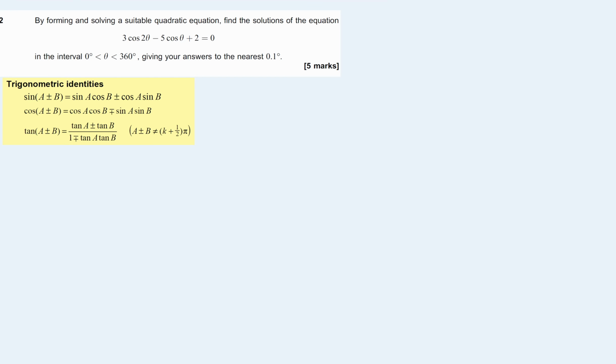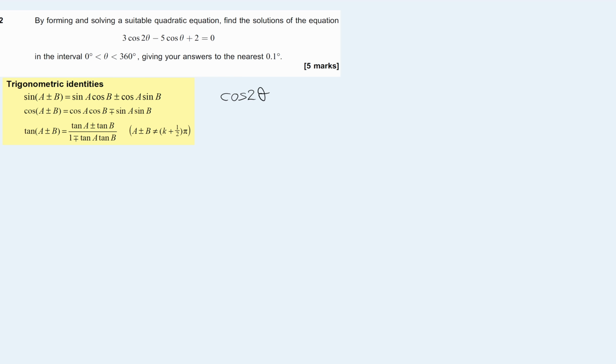We have been given a quadratic, or a disguised quadratic, for cosine here. Now the first thing that strikes me is it's cos 2 theta. So immediately I've gone and got the trig identities from my formula book here, because I'm going to want to rewrite this cos 2 theta.